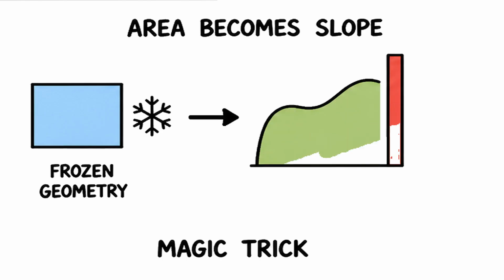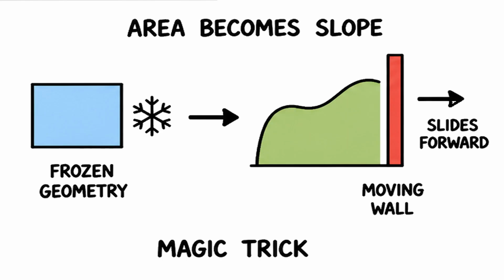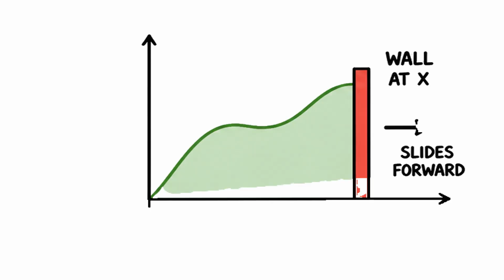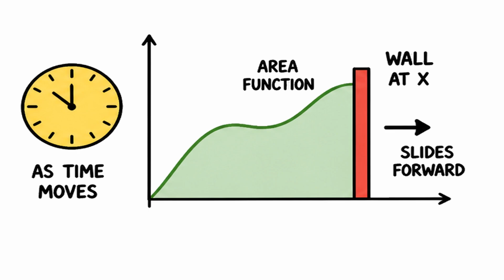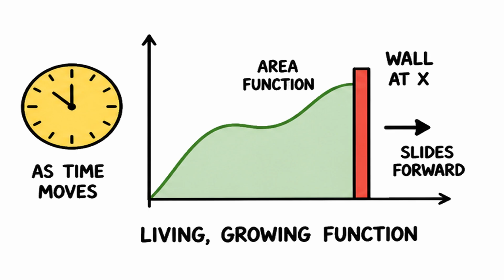Instead, imagine the right boundary as a moving wall. As the wall slides forward, the trapped area grows. This turns a static area into a living, growing function called A of x.